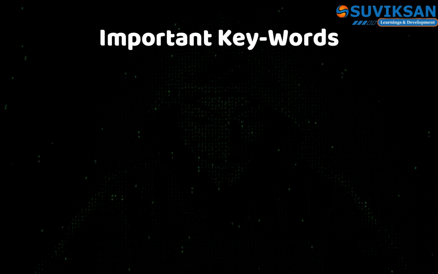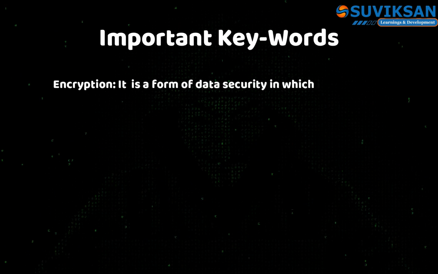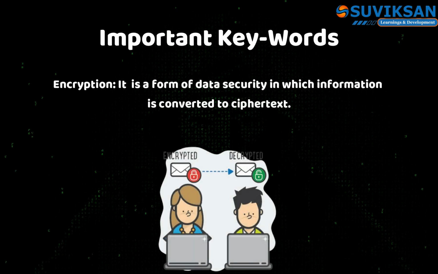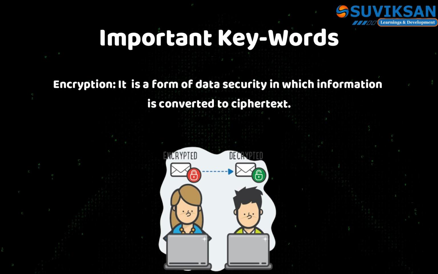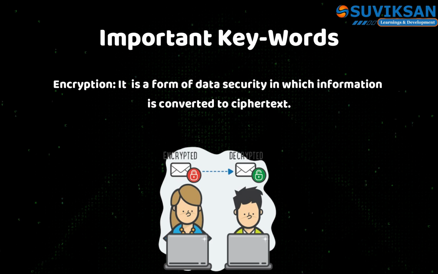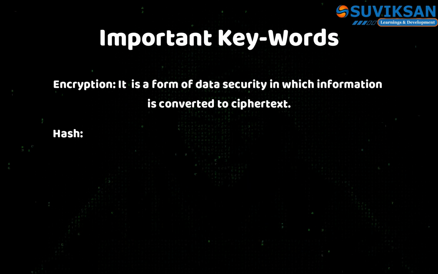Let's start with some important keywords we'll be using in this video. Encryption. Imagine you're sending a secret message to a friend, but you don't want anyone else to read it. So you use a code that only you and your friend know. That code is like encryption in the digital world. It protects your data by turning it into a secret code.